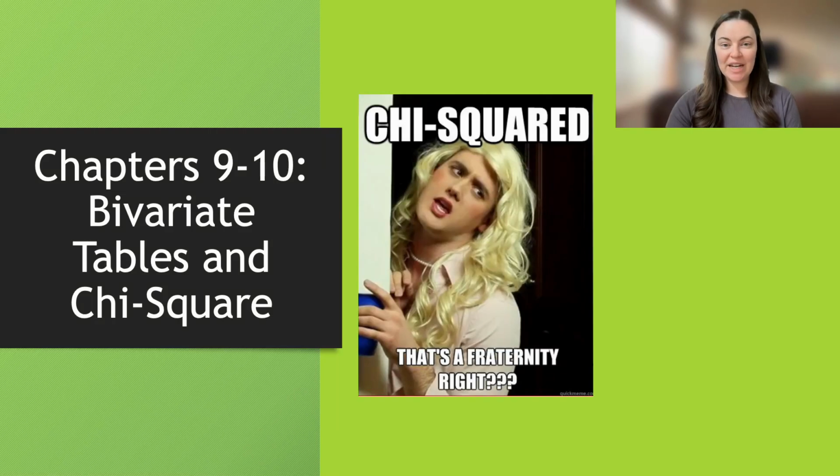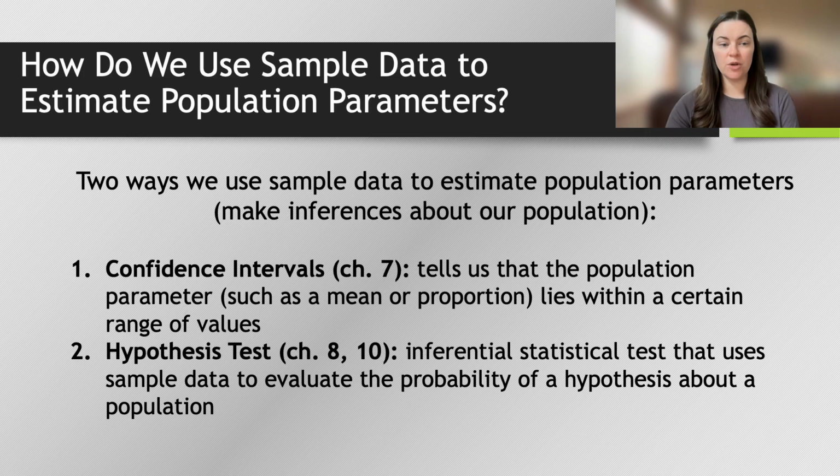Hi everyone. In today's video, we will be covering information from both chapters 9 and 10, which covers bivariate tables and chi-square. Over the last several videos, we have discussed several ways in which we can use sample data to estimate population parameters. We started off in chapter 7 by discussing confidence intervals, which tells us that the population parameter, whether that is a mean or a proportion, lies within a certain range of values.